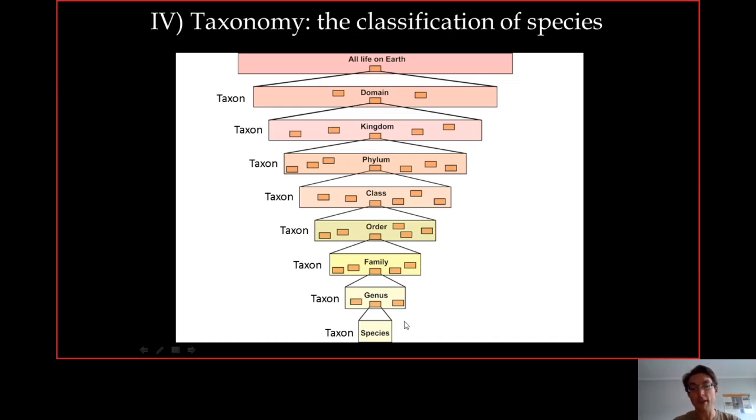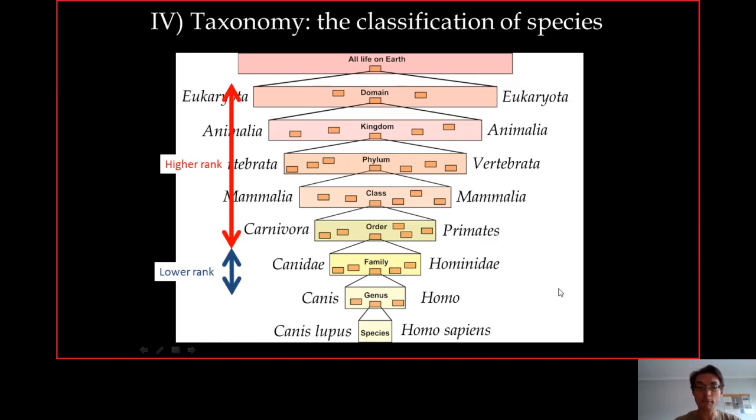And I really want you to be familiar at least with the bottom three, the family, the genus, and the species. So what we call the lower rank taxa. The higher rank taxa, we are going to use them a lot less. But at least family, genus, species, so that every time I talk about a species, a genus or genera in the plural, or a family, at least you know what I'm talking about.